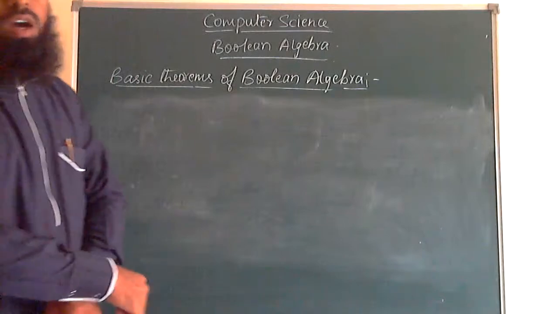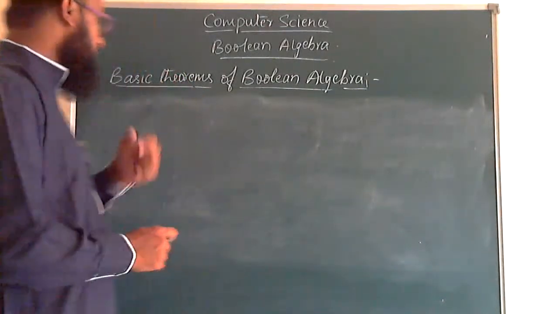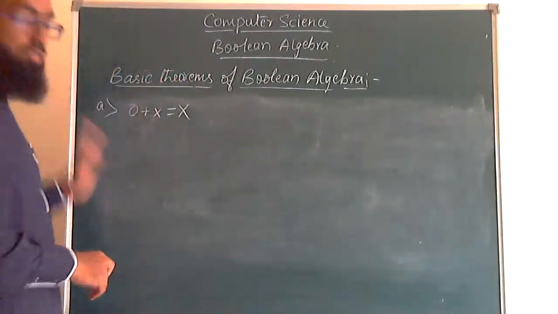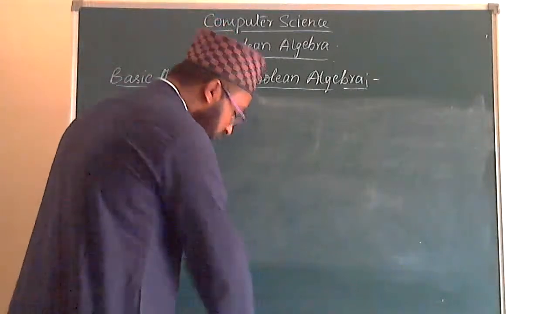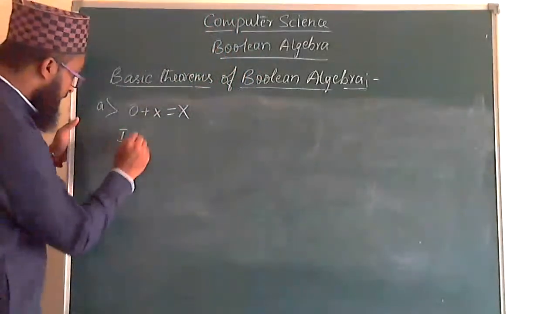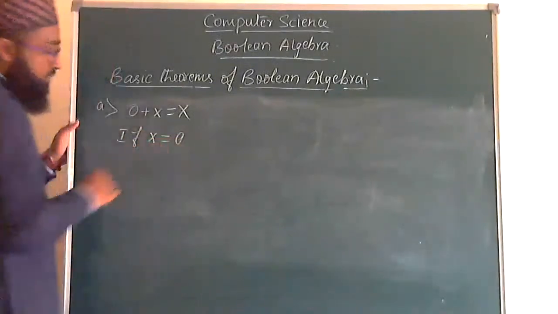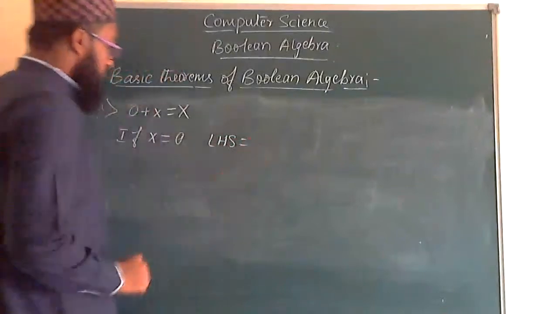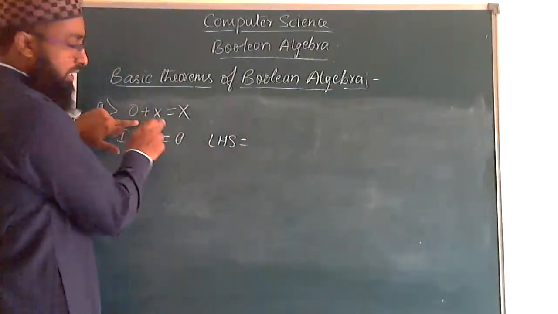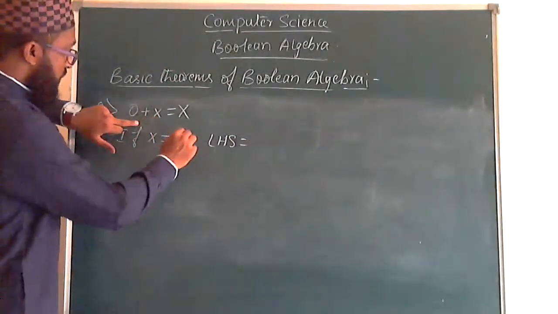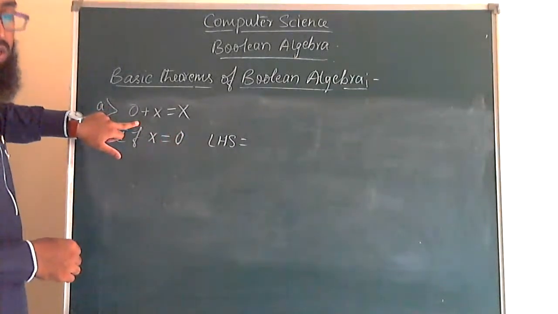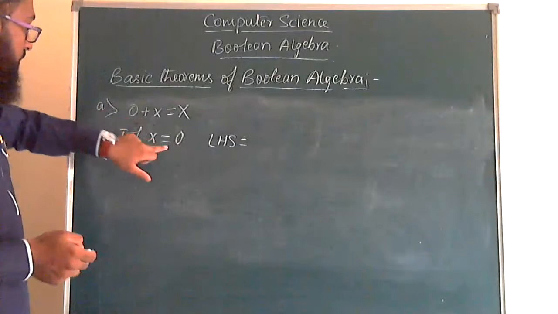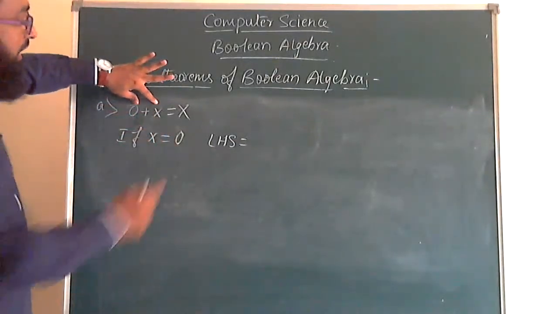Now we are going to prove these four things one by one. First one is 0 plus x, which is equal to x. Now we have to prove these things by all the possible values. As we have known, we will prove these theorems by substituting all the possible values of the variables. The possible values are 0 and 1. First we will take x equal to 0.